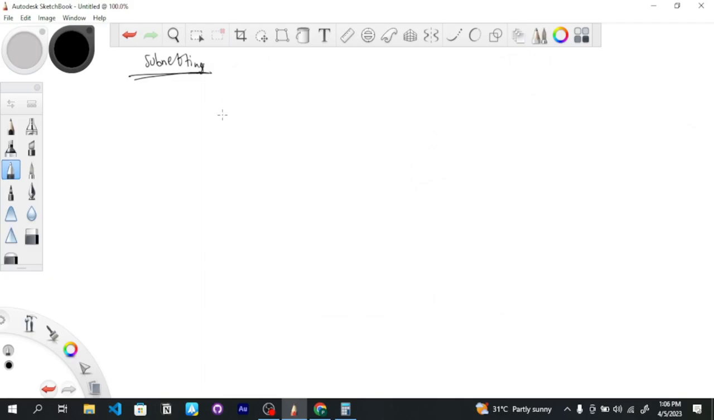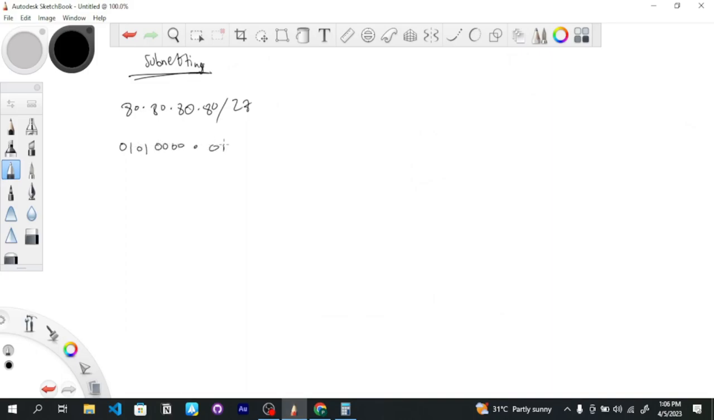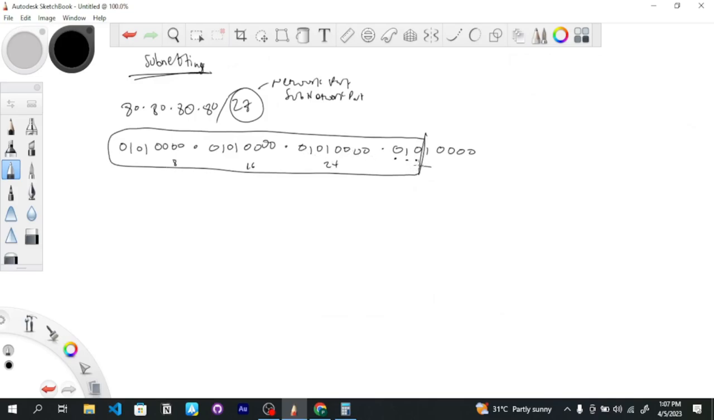So now let's look at an example, right? We can solve this particular question now. We have 80.80.80/27. So what it's basically saying is that the network part is the first 27 bits. This is 8, this is 16, this is 24, right? 25, 26, 27. So from here down is your subnet. That means this part can change, but everything else stays fixed.